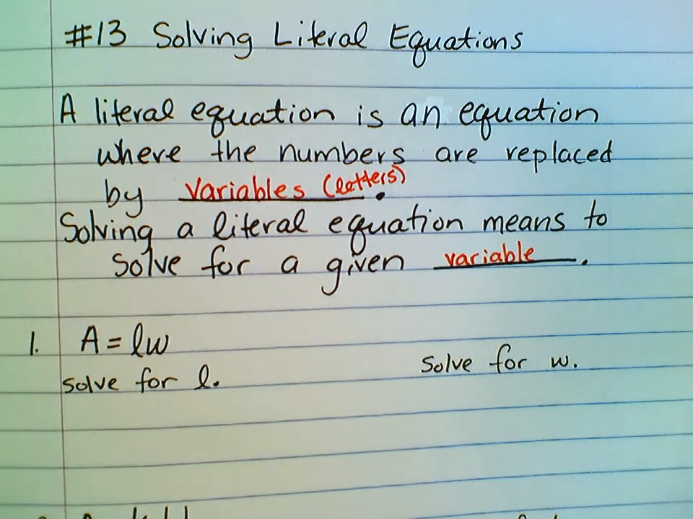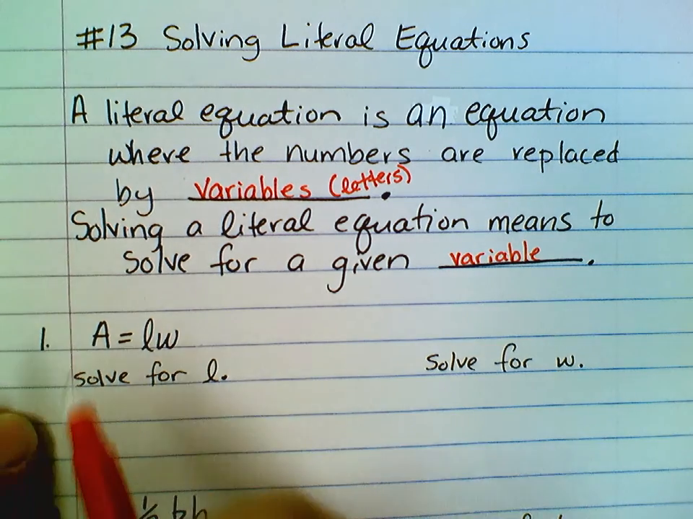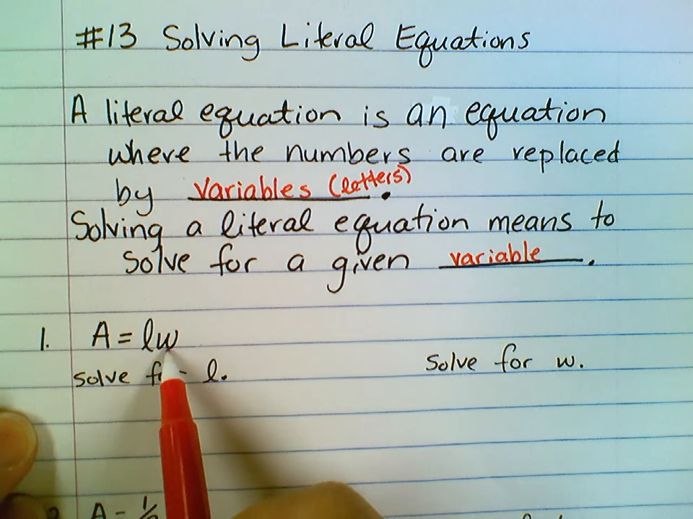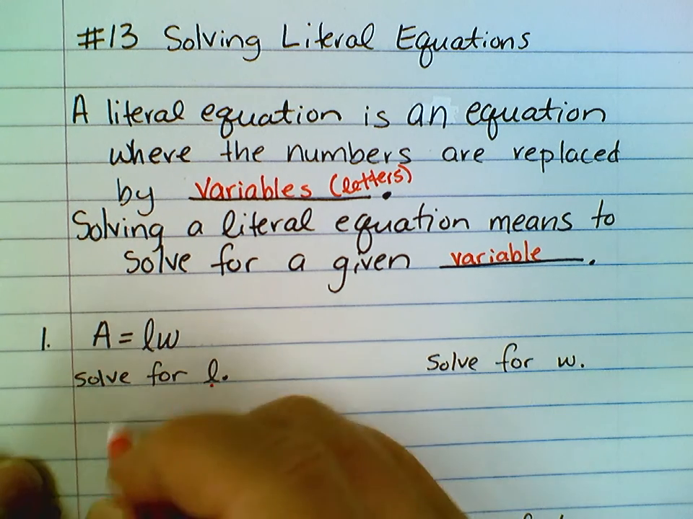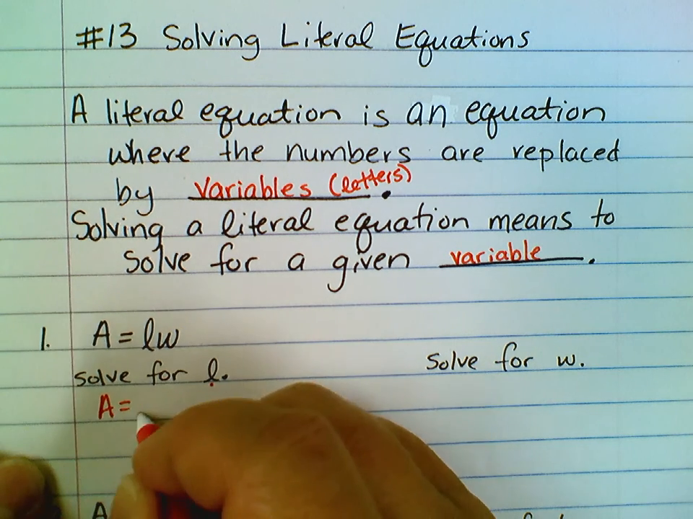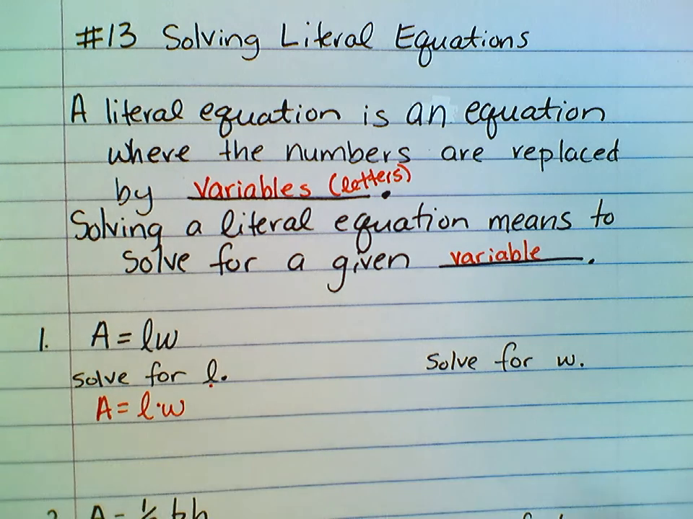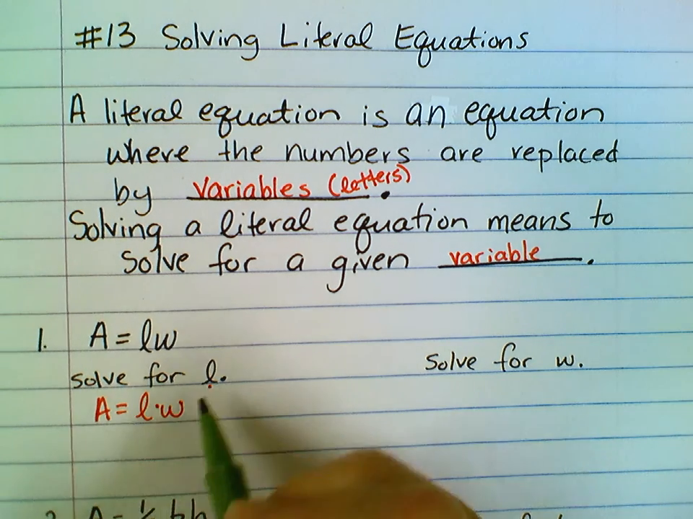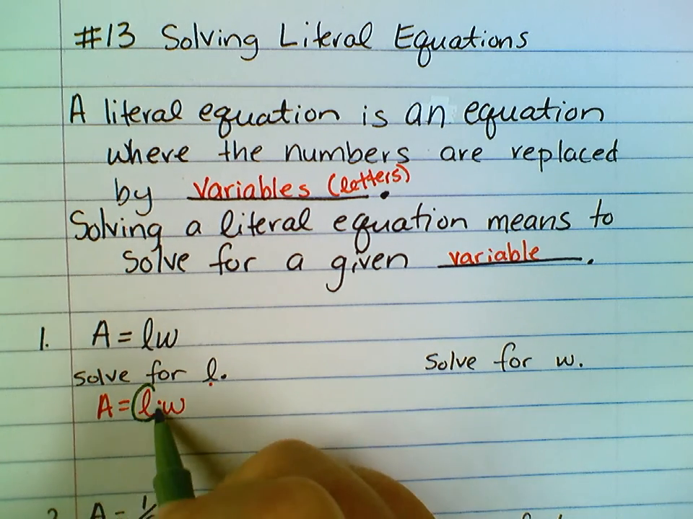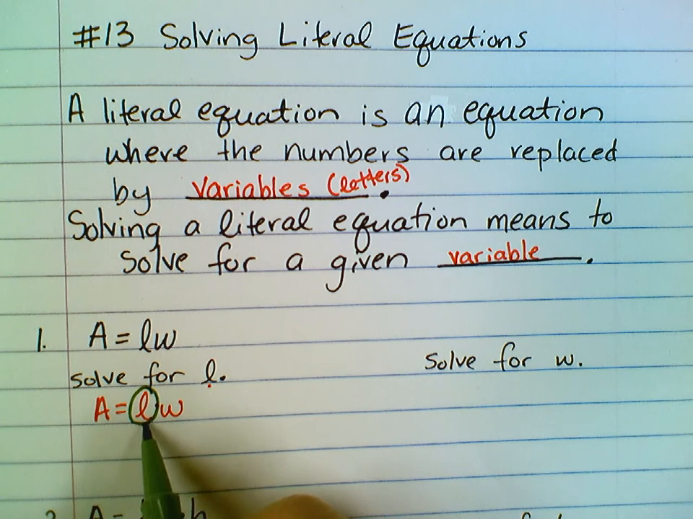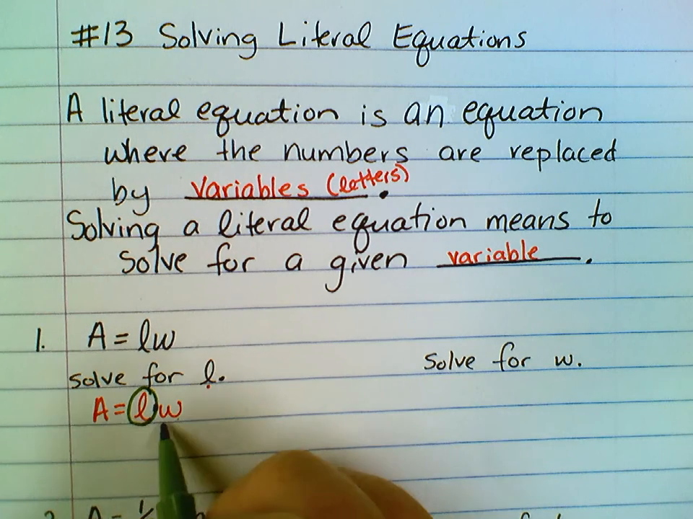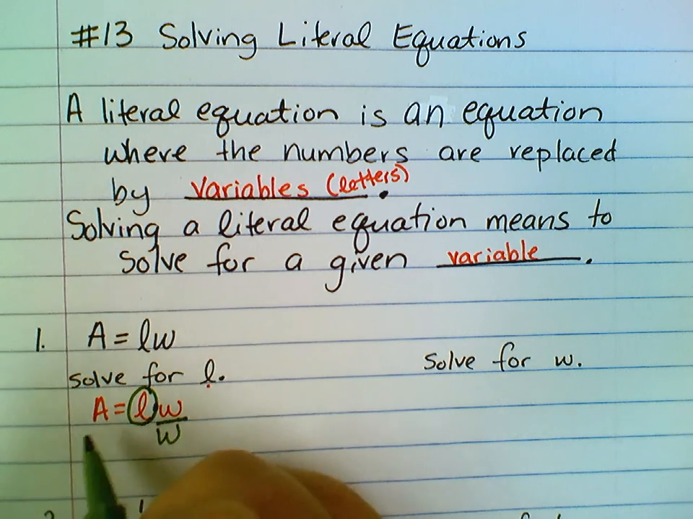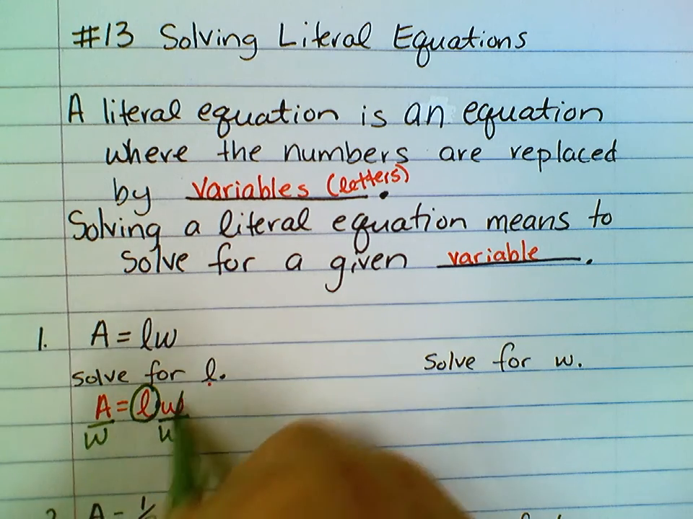So if we look at number 1, we have the area of a rectangle, length times width, and it's asking us to solve for L. So I have the area equals length times width, and it's asking me to solve for L. So I'm going to circle the L because that's what I want to keep alone, and I want to move the W. So how do I undo multiplication? I divide. I'm dividing the W on both sides.